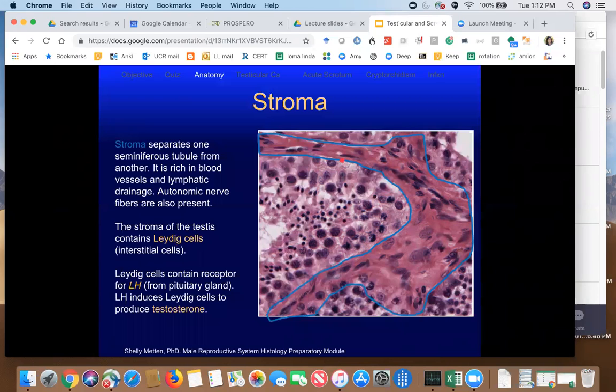I misspoke. The Sertoli cells are actually the scaffold cells between the spermatogonia. I'm sorry, I misspoke. These blue ones here are the Leydig cells, and they produce testosterone. And there is a communication between the Sertoli cells and the Leydig cells, which then support the development of the germ cells. So these little cells here are the Leydig cells.